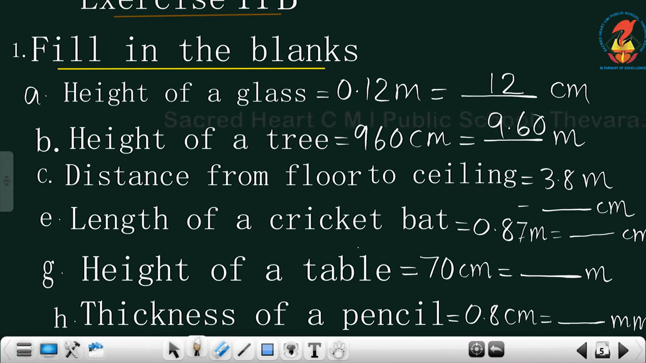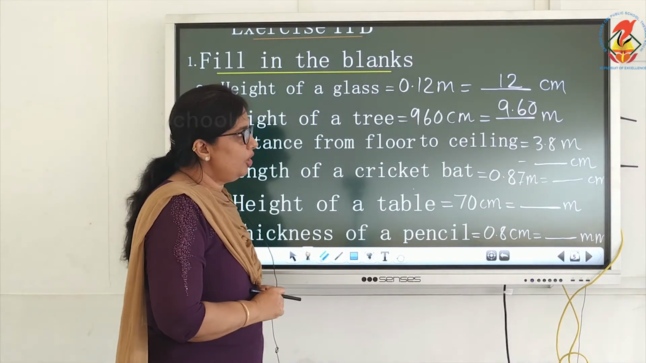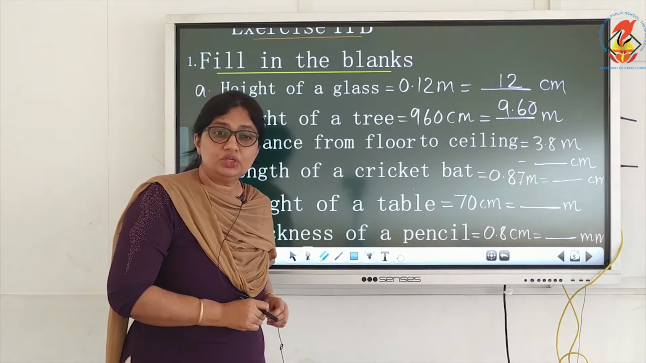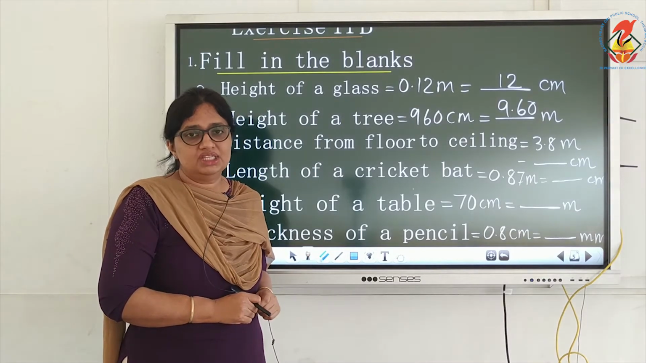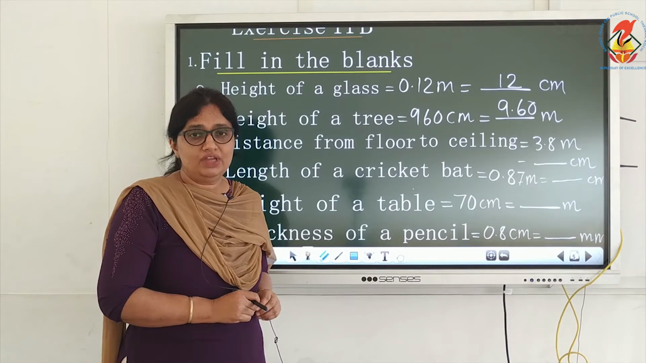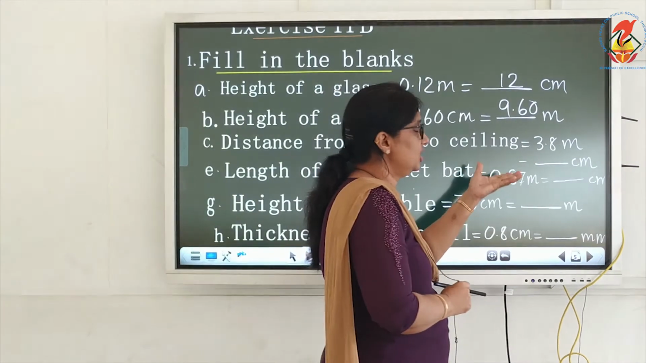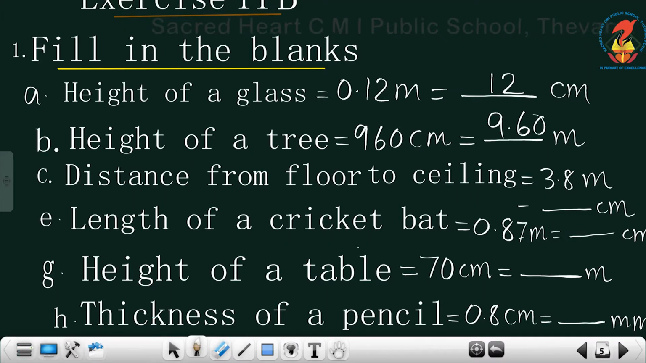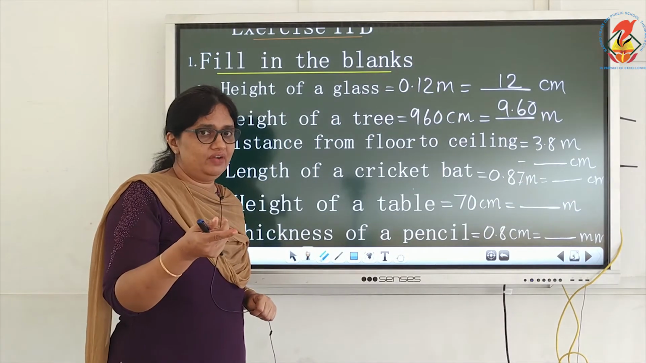Is it clear? And the next one, distance from floor to ceiling, right? Distance from floor to ceiling is 3.8 m only, right? Equals how much centimeters? Here we need to change meter to centimeter. Which one is bigger? Meter only bigger. Bigger to smaller unit only. We need to use what? Multiplication only. And what's the relation between meter and centimeter? I told you before also, right? 1 meter equals 100 centimeter. So we need to multiply by what? 100 only.